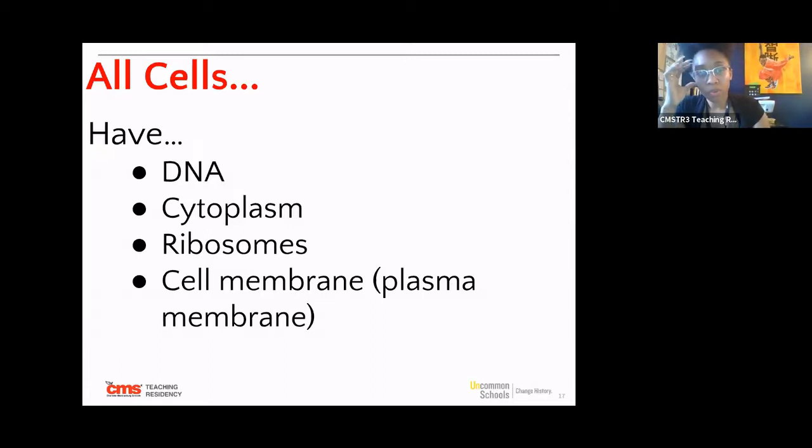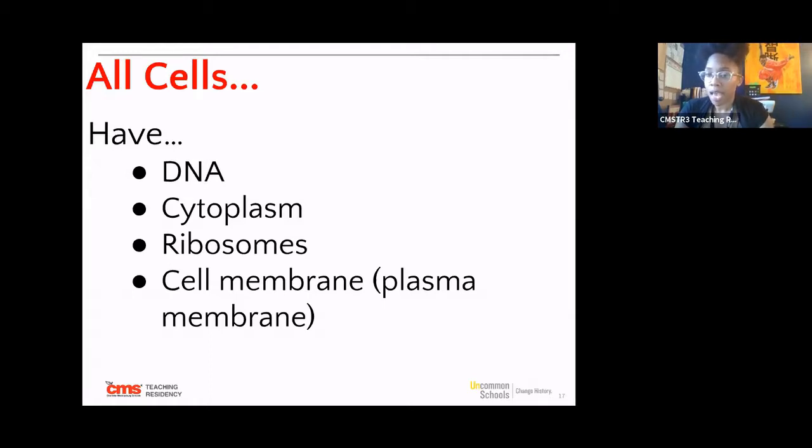All eukaryotic cells have cytoplasm. That is the jelly-like substance that fills up the cell where all the organelles are floating around. They also all have ribosomes. The ribosome is an organelle that is where you get your proteins. Cells have to be able to produce their own proteins to live, and all those proteins are synthesized in our ribosomes. Also, all eukaryotic cells have the cell membrane, also known as the plasma membrane.